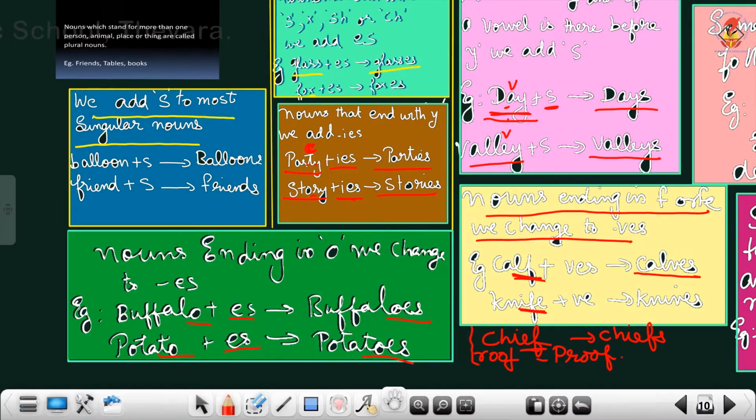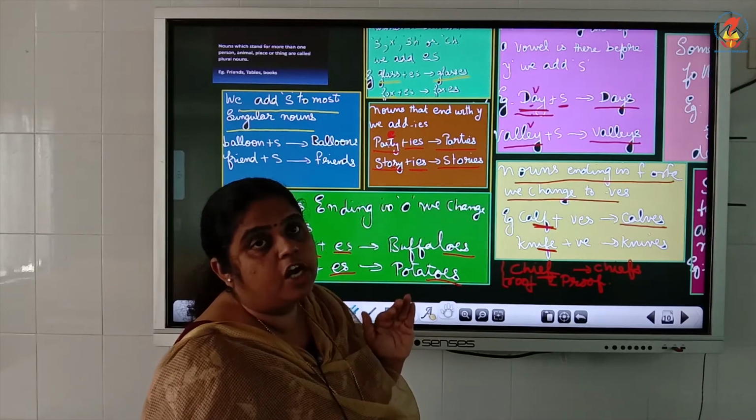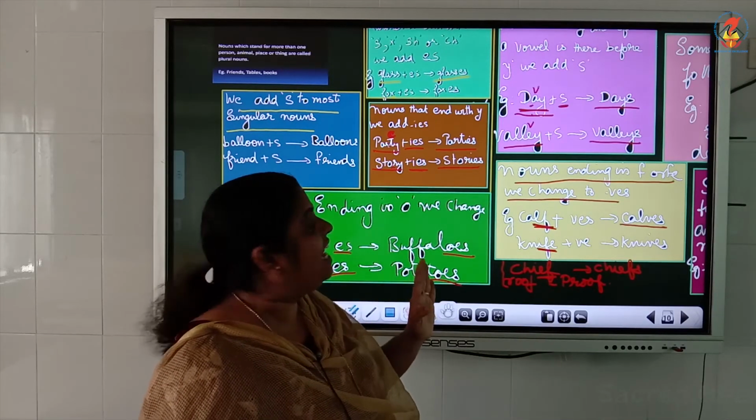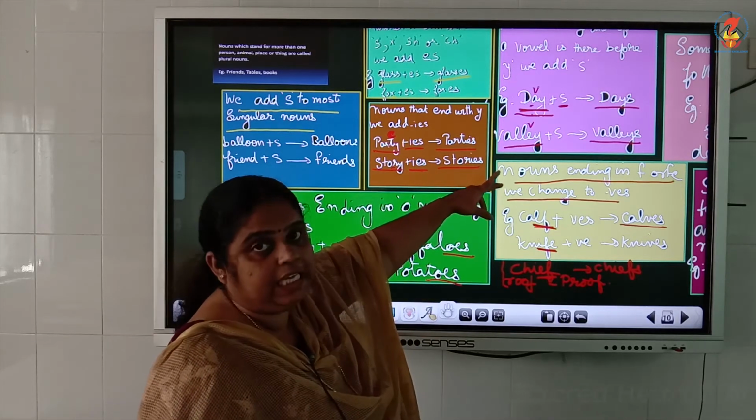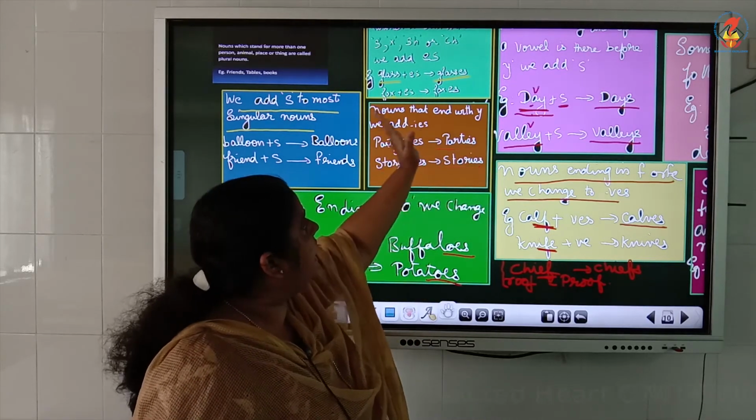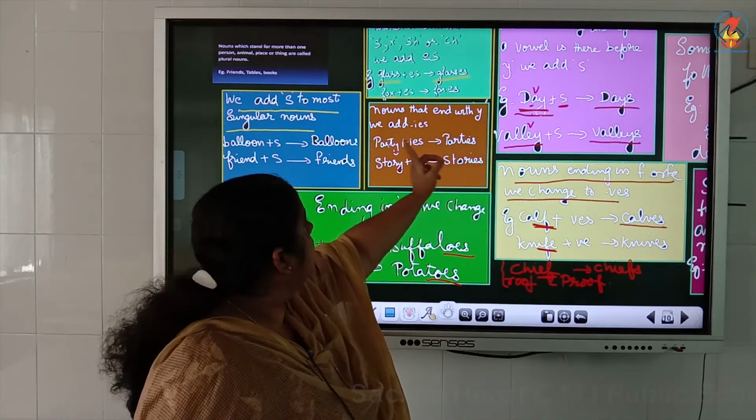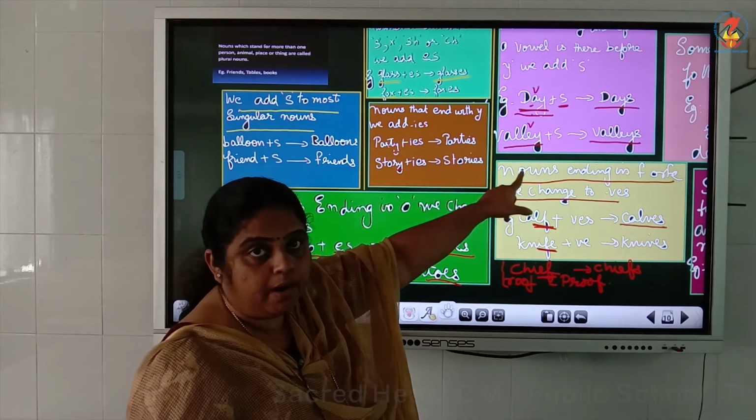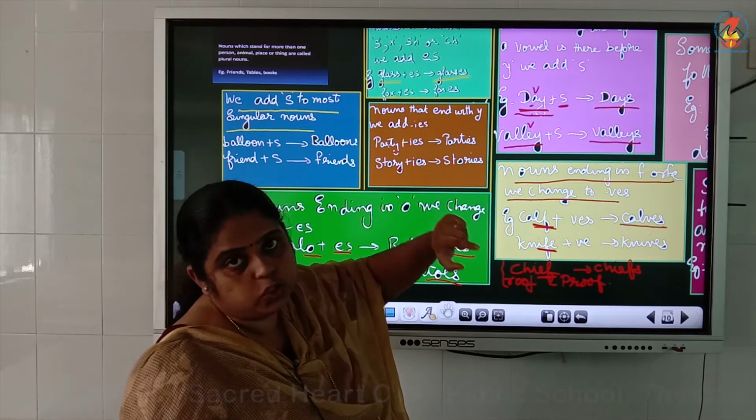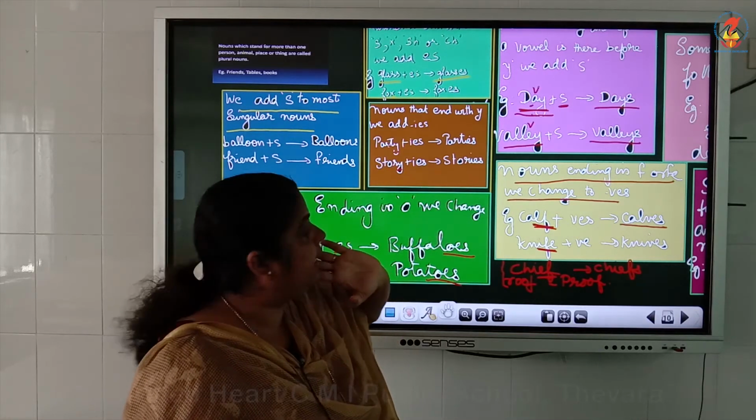Fox, foxes. Okay, nouns that end with Y and before that Y, if it is a consonant sound. Consonant means not A-E-I-O-U. Other than that, any alphabet is coming, we use I-E-S. We cut Y and add I-E-S to it. For example, party, parties, story, stories. I hope it's clear to you.